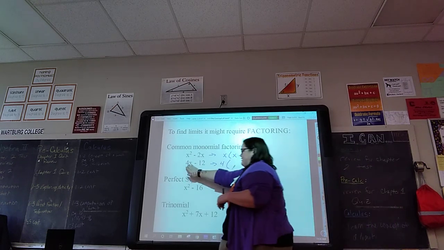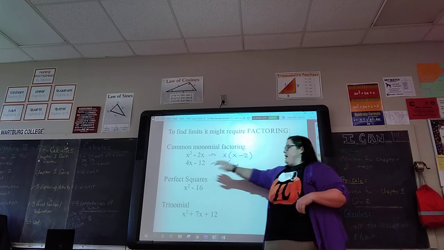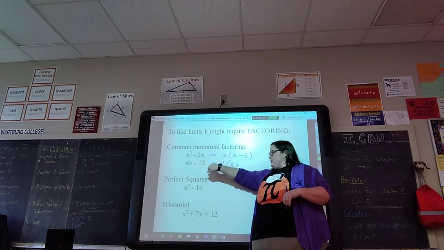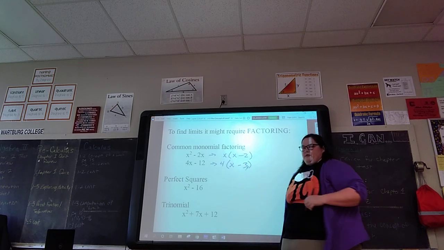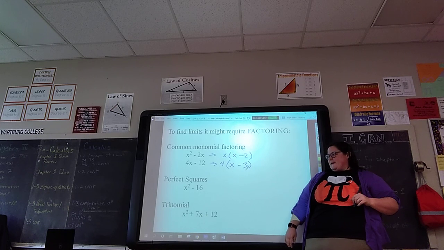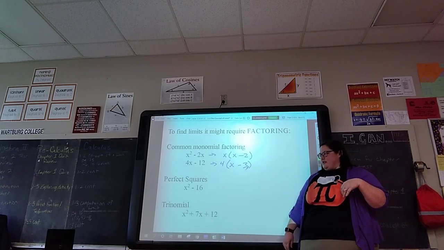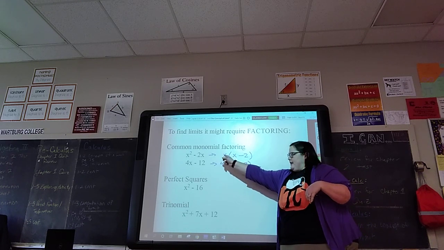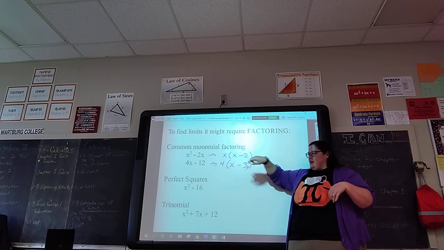So again, we had 4x here. We took 4 out in front, so we just have x left. And then we just divide it out here. So what's 12 divided by 4? 3. That's another way to do the common monomial. Always check your work. If you distribute that back in, you should get the exact same thing you started with. So x times x is x squared. x times 2 is 2x. 4 times x is 4x. 4 times 3 is negative 12.